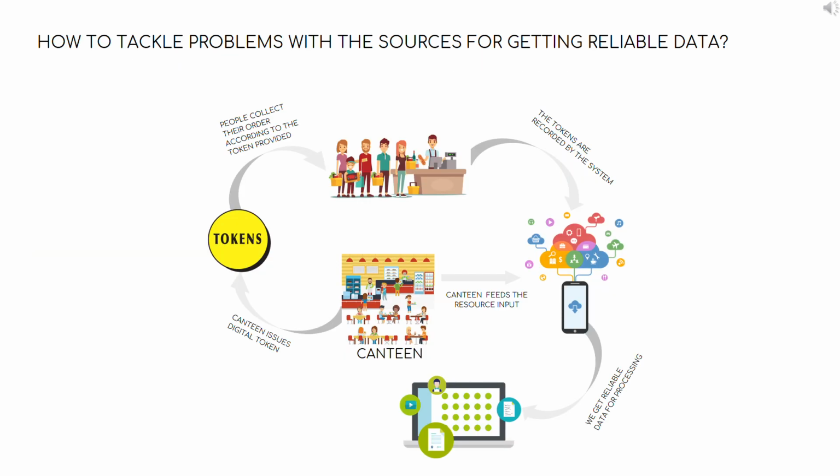To tackle problems with the sources for getting reliable data, we are digitizing the canteen. We will be providing a web app which will be used to issue digital tokens according to which orders will be managed at the canteen. Also, the canteen will input the invoices of their items in the inventory. This will help us to get reliable data.